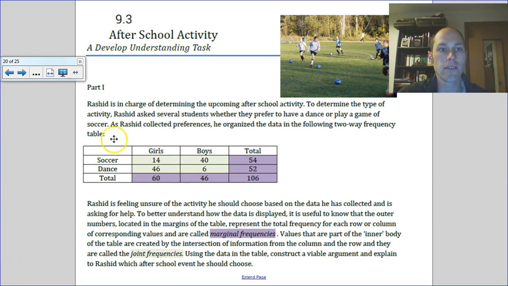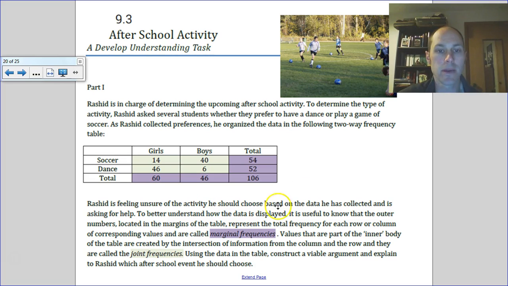So in this activity, it says Rashid is in charge of determining the upcoming after-school activity. To determine the type of activity, Rashid asked several students whether they prefer to have a dance or play a game of soccer. As he collected preferences, he organized the data in the following two-way frequency table. So girls, boys, soccer, dance, and totals.